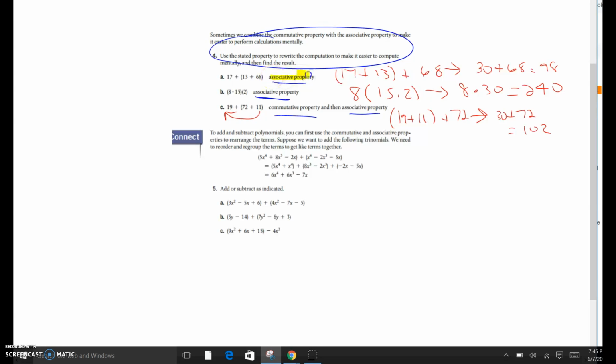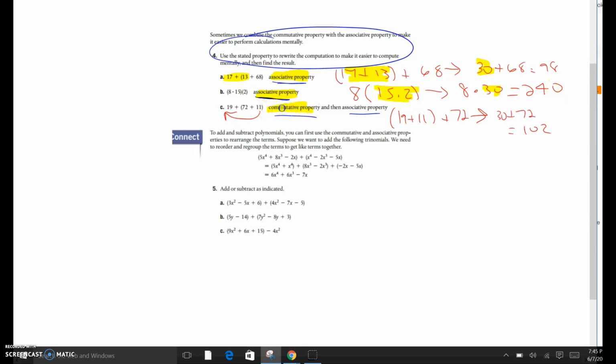Okay, so associative means I'm just going to group it differently. So I'm not going to move numbers around, so I'm going to keep these in the same order. I'm just going to group these. And the reason that makes life easier is I can add 30 plus 68 mentally and get 98. Same thing here, only deal with grouping. So I can't move the numbers, but I know 15 times 2 is 30. So then that makes that a little easier to get 240.